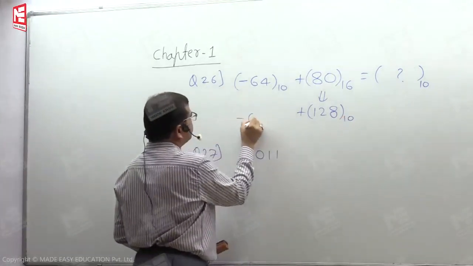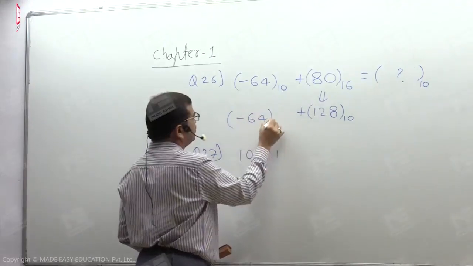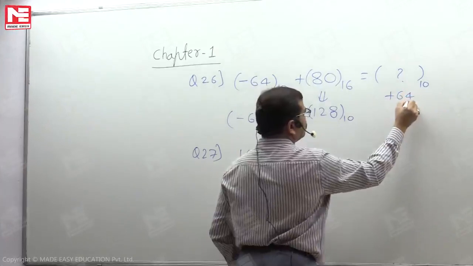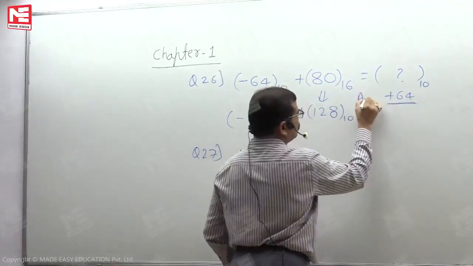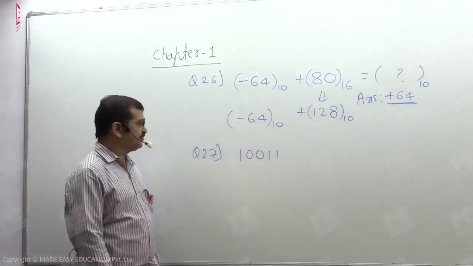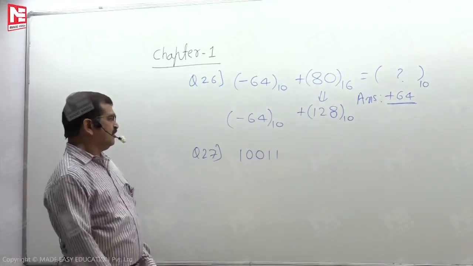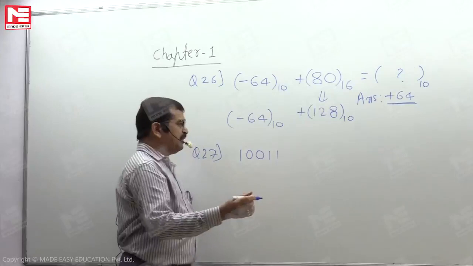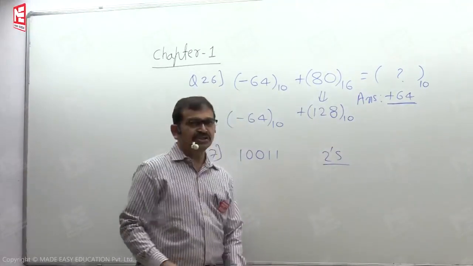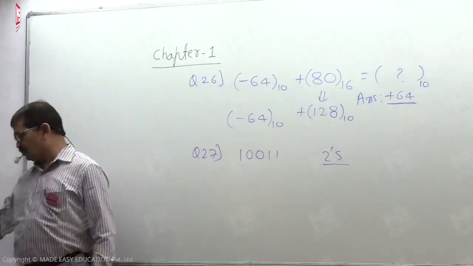So we are looking, the result is plus 64. Hence, the answer to this question is plus 64. Coming to this, the given number is mentioned in the problem statement as a 2's complement. What is its equivalent decimal value is the question.